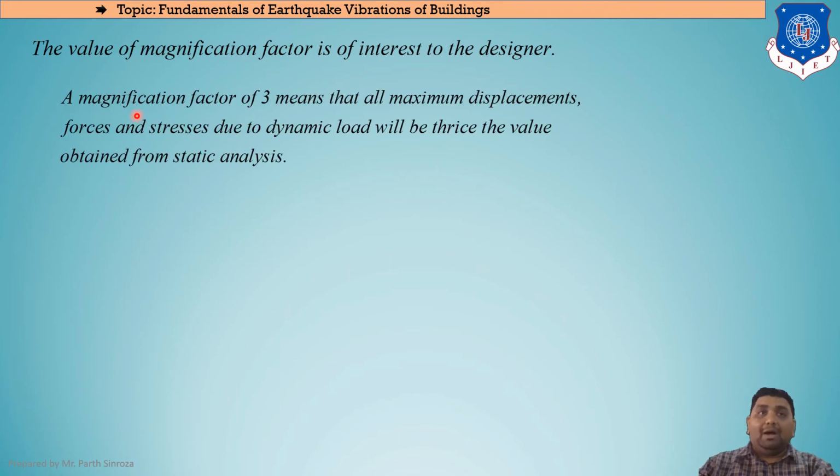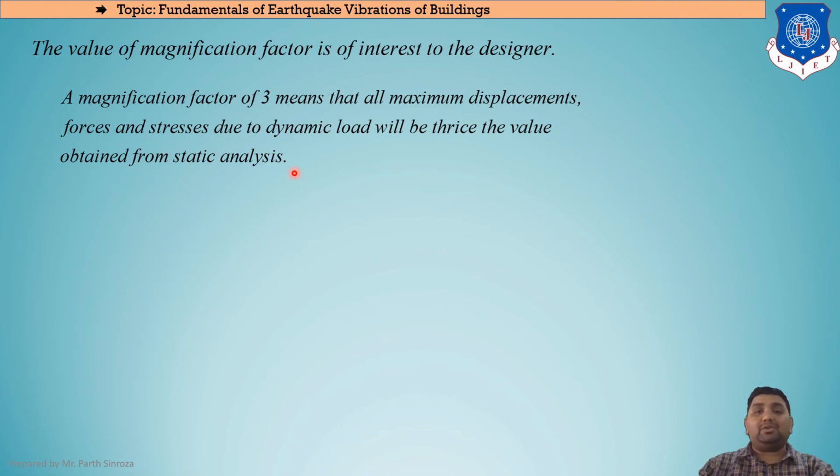How? If the Rd comes out to be 3, what does this number stand for? A magnification factor of 3 means that all the maximum displacements, the maximum forces and the maximum stresses due to the dynamic load will be thrice the value obtained from static analysis. Static analysis means considering the body to be at rest.